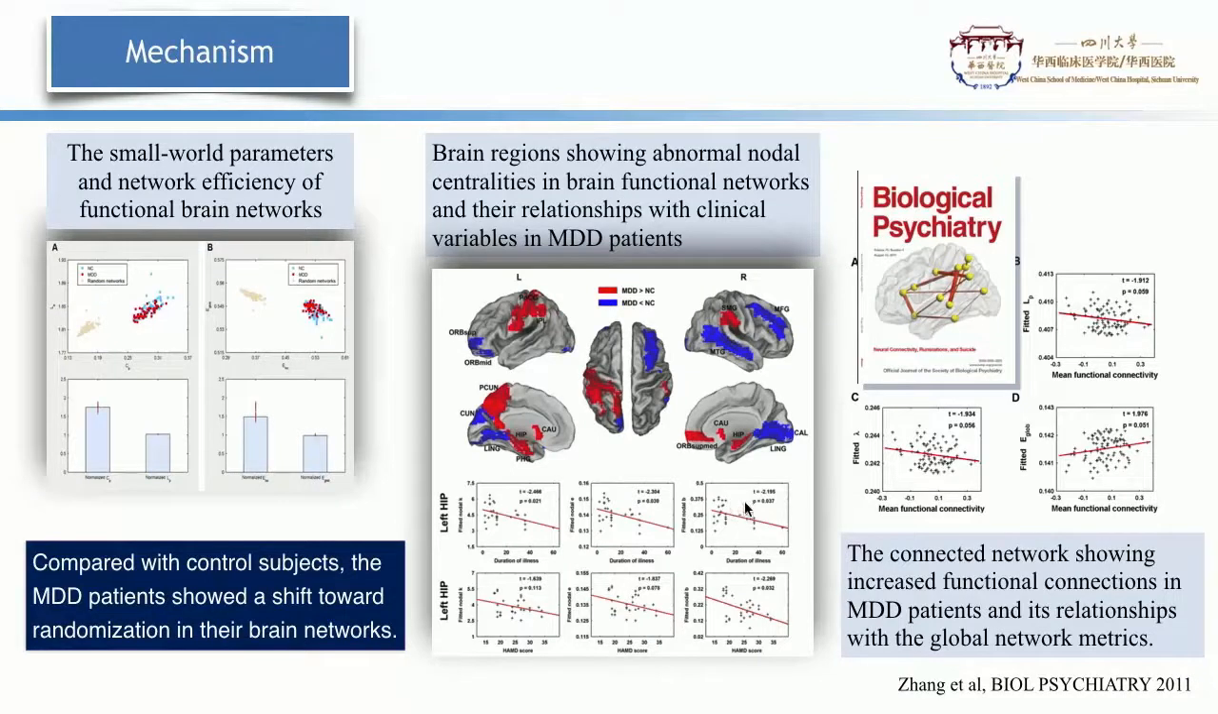So this is about schizophrenia. Another study we did was about MDD, major depressive disorder. We used graph theory, which is mainly interested in small-world parameters to define how the network is shaped, because this is how the brain functions properly, with integration and segregation. In that paper, we mainly found that compared with control subjects, the MDD patients showed a shift toward randomizing of the brain network.